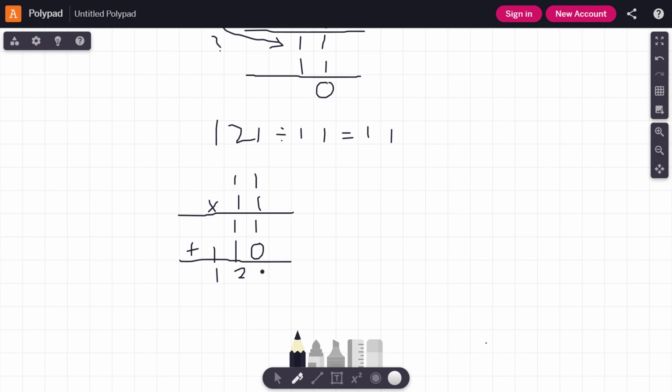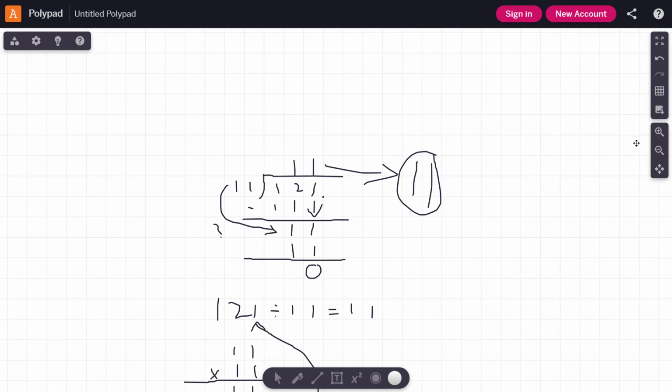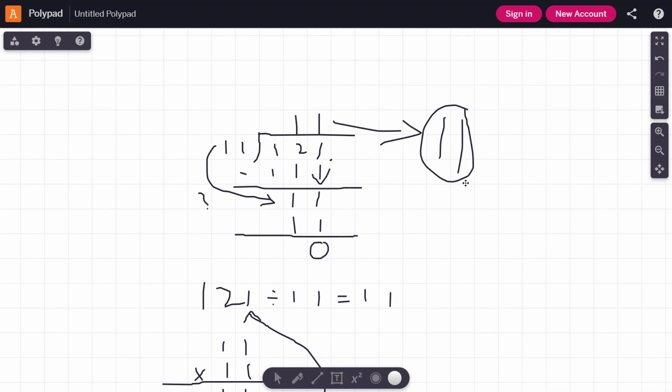121. Look, 121 is 121. We got it right. Yay. Celebrate. And that's literally just how simple standard algorithm like long division is. Just as simple as make a line, make a curve, write a number here, write a number here, and then do some multiplication. Just as simple as that.